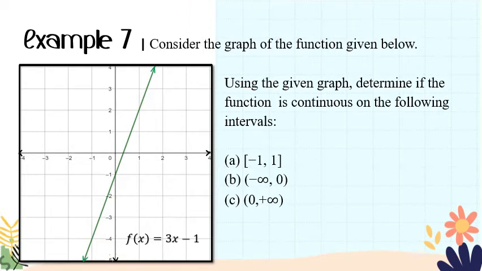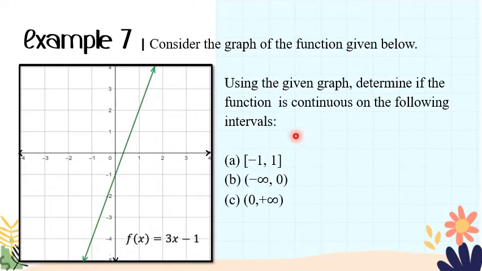Now let's go to example 7. Consider the graph of the function given below. So this is the graph of f of x equals 3x minus 1. So using the graph, determine if the function is continuous on the following intervals. First, we have from -1 to 1, including -1 and 1 because this is a closed interval.